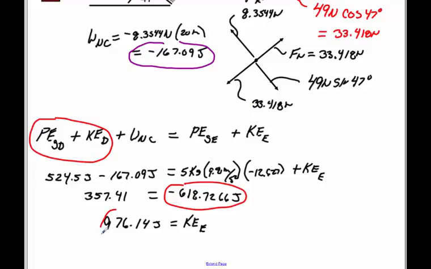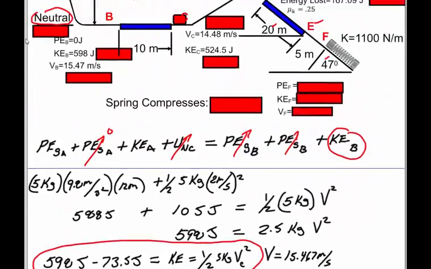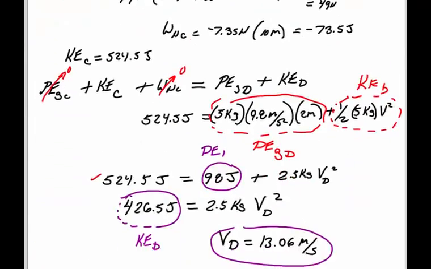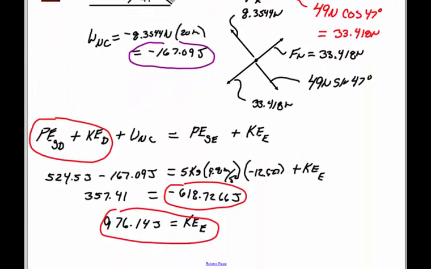So again, this is the kinetic energy I have at E, and this is the gravitational potential. Let's go check that value. The gravitational potential I have at E is negative 618.73, which I believe I had, and 976.14. Again, go down and check those numbers and exactly what I got.